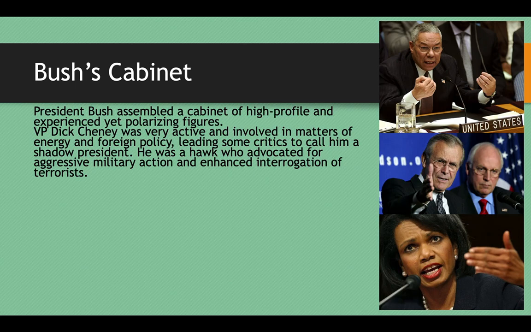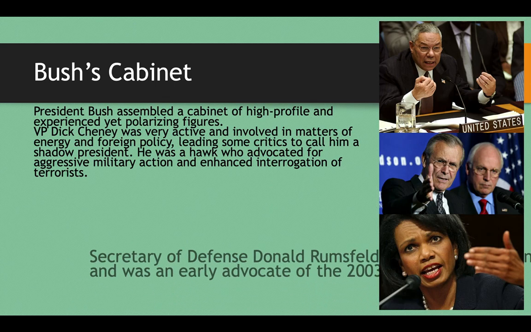Some said that he's really controlling Bush, he's making the real decisions. He was definitely a hawk, someone who believed in an aggressive foreign policy, and he advocated for military action as well as enhanced interrogation of terrorists, which was the term used to describe inflicting pain, somewhat called torture, in order to get information from terrorists.